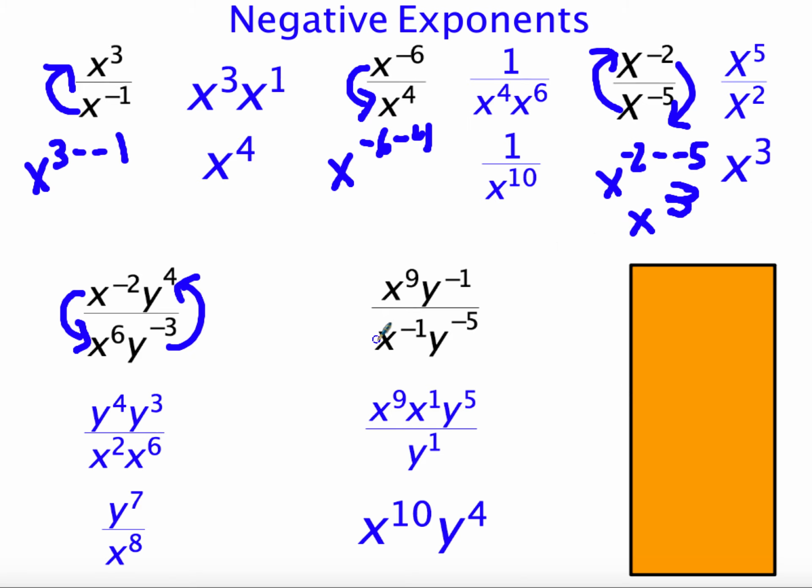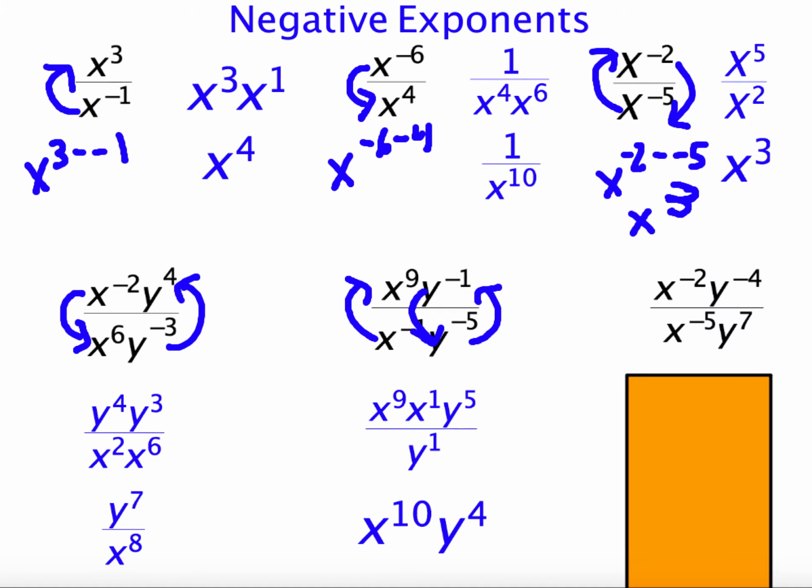Using our arrows, we just move x to the negative 1. Oh, we move a lot. Y to the negative 5, and y to the negative 1 goes to the denominator. That leaves us with x to the 9th staying put in the numerator. X to the 1st went up to the numerator. Y to the 5th went up to the numerator. And y to the 1st in the denominator. This leaves us with x to the 9th times x to the 1st, which is x to the 10th. And then y to the 5th divided by y to the 1st, which is y to the 4th.